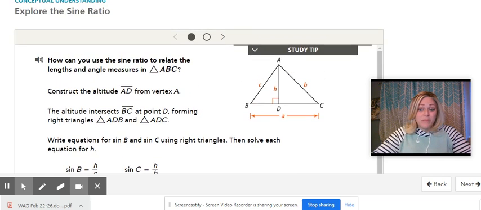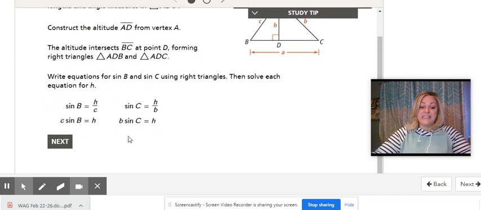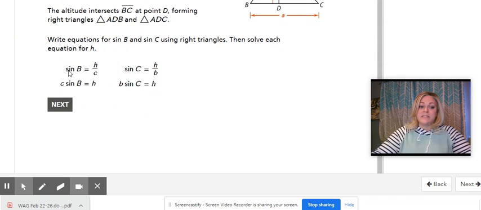Well, based on what we just learned last week or last couple lessons, sine of B, if you take sine, it's opposite over hypotenuse. So sine of B, opposite over its hypotenuse. If I wanted the sine of C, that also would be opposite over hypotenuse, but the letters would change because I'm looking from a different angle. So sine of C would be opposite H over hypotenuse B. And if I go down here, that's exactly what this says. So the sine of B equals H over C, and the sine of C equals H over B.